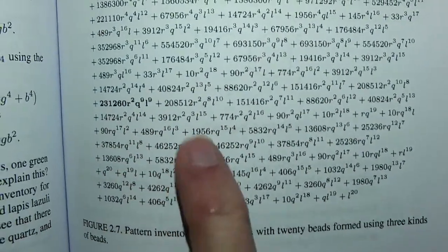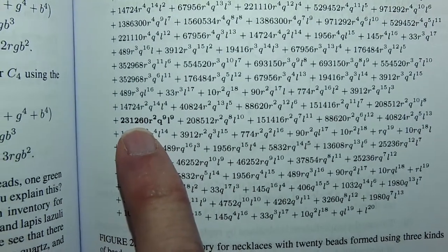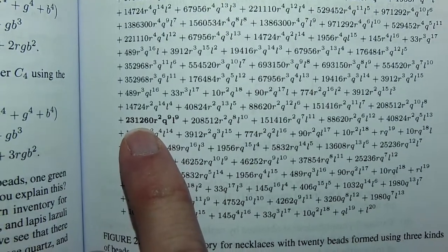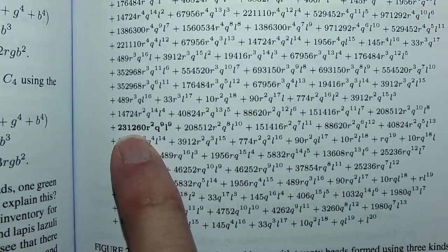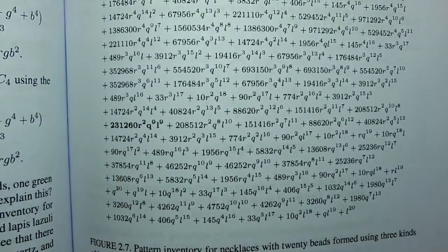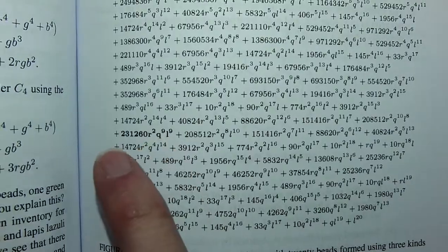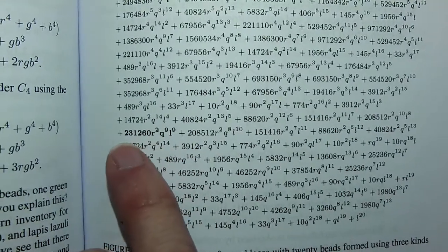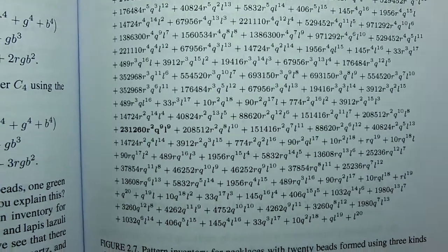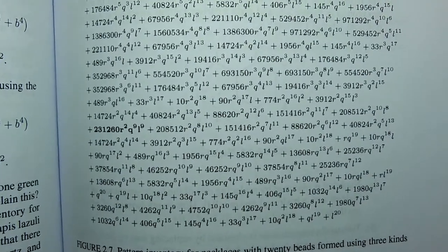But look at this one. See that term? Well, that term is exactly the coefficient on r squared q to the ninth L to the ninth. So that is exactly telling me the number of ways that I can have this configuration. You scroll all the way up again.